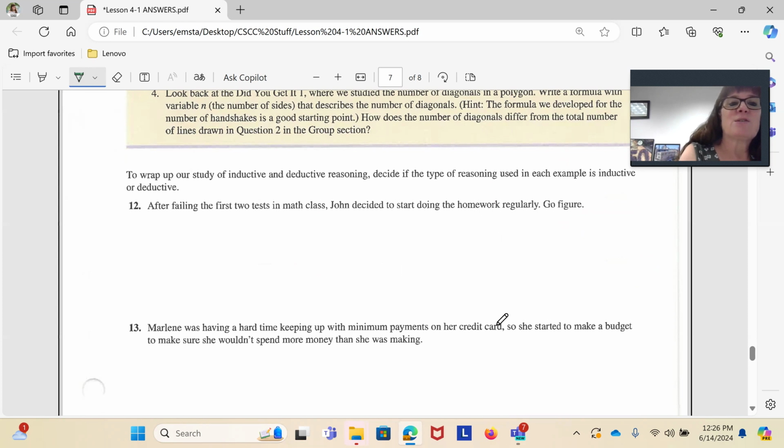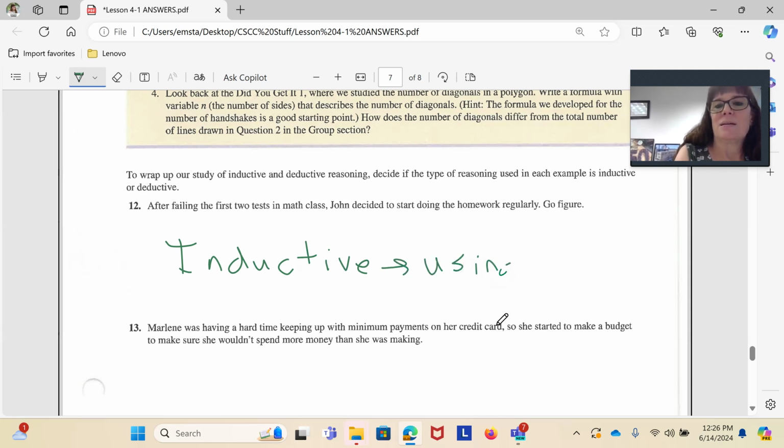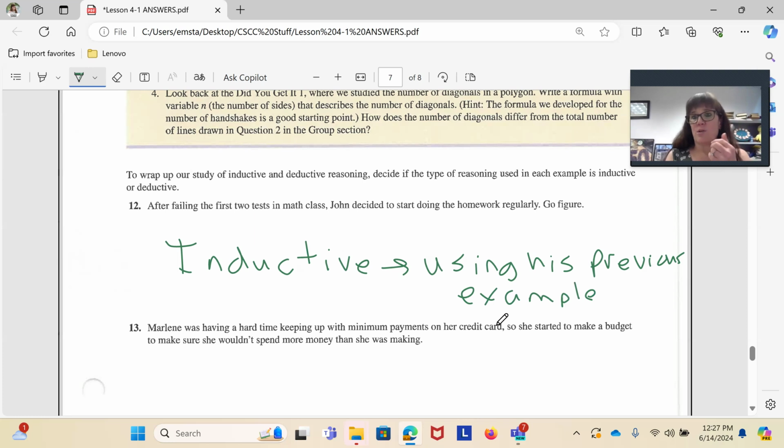That's going to be inductive. He's going based on how he was doing in the class. He's using his previous examples. Because there's a chance he will still start doing the homework and still not pass the tests.